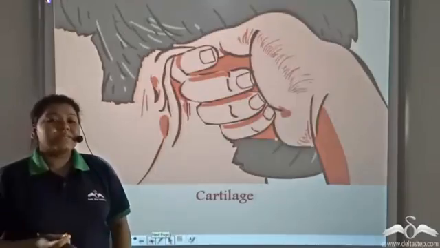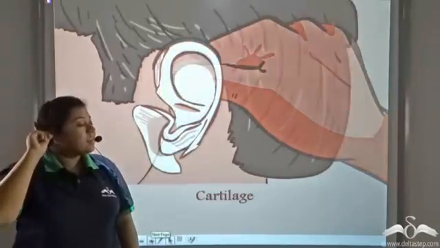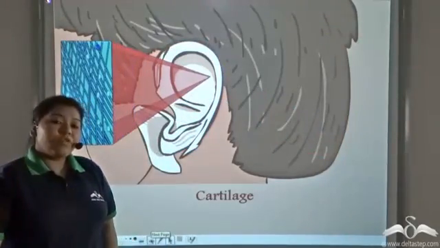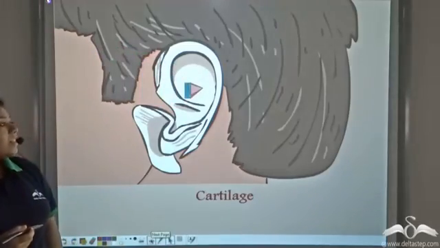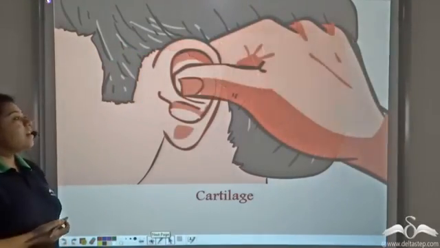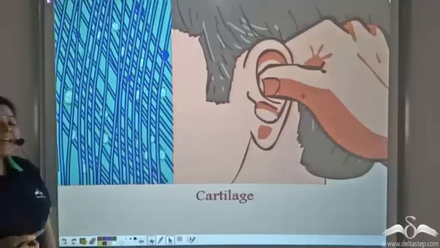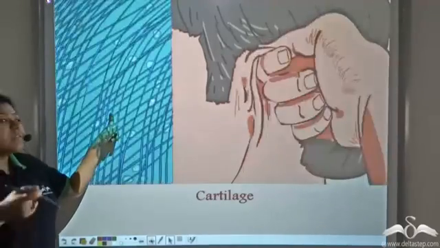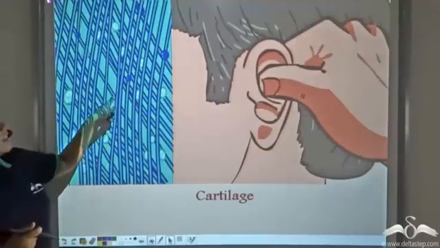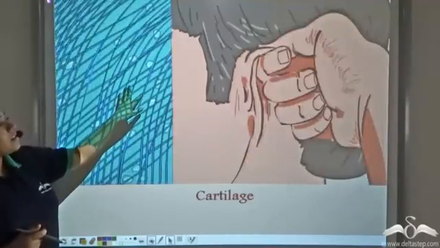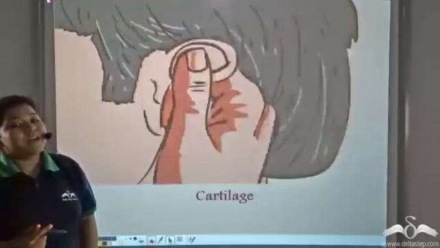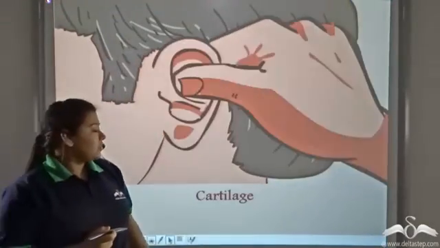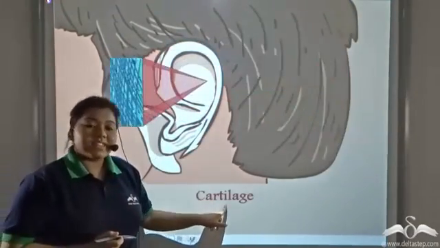This tissue is present in our ears and at the end of long bones. And the matrix contains a lot of proteinaceous elastic fibers, which cause flexibility. See, these elastic fibers give flexibility to that part. This tissue is known as the cartilage.